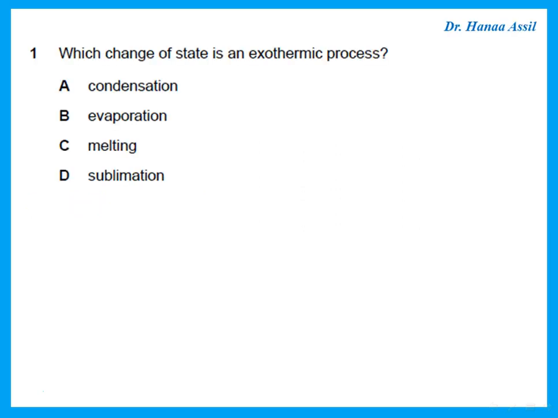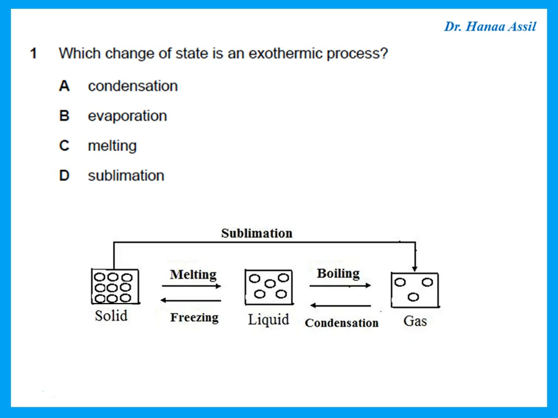The first question in this paper was, which change of state is exothermic? Now, let's take a look at the changes of state. You should remember solid to liquid, liquid to gas. All of these you need to give the reaction energy. That means the reaction takes in heat. Solid takes in heat to change to liquid. Liquid takes in heat to change to gas. Sublimation takes in heat for the solid to change to gas. So all of these are endothermic.